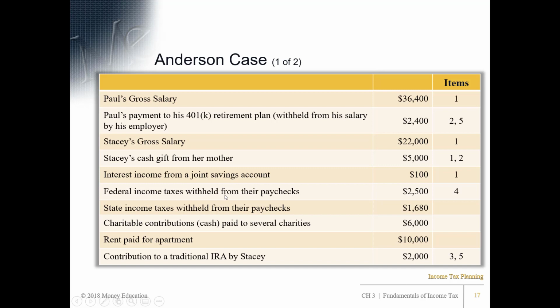This is their federal income tax withheld from their paychecks, so we're going to put that in the tax payment category. This is their state income tax withheld from their paychecks. This would go on a Schedule A if they're itemizing. Charitable contributions, which was $6,000, that would go on a Schedule A. They have rent, so they don't have mortgage interest, so that won't happen. And contributions to a traditional IRA, this is an above-the-line deduction.